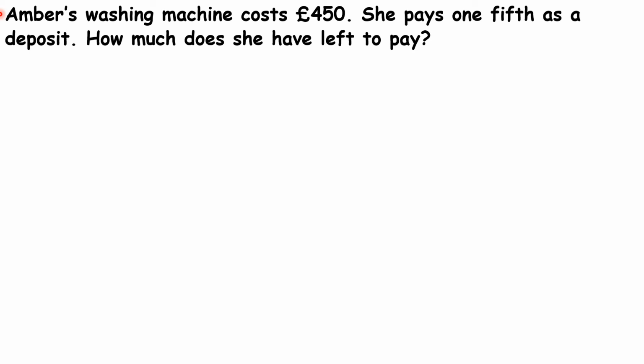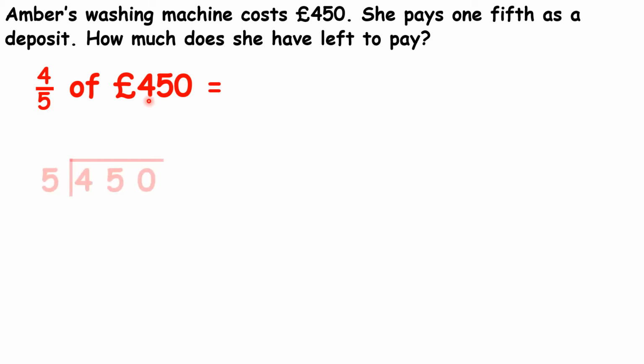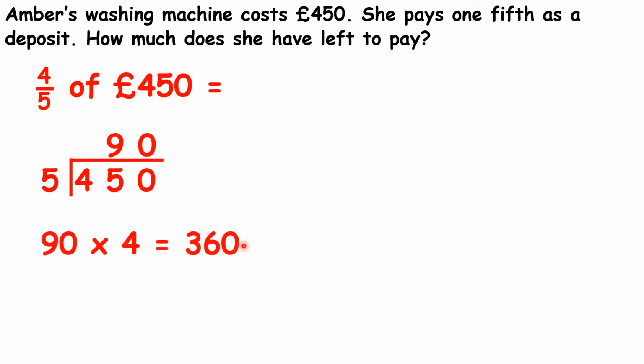Amber's washing machine costs £450. She pays 1/5 as a deposit. How much does she have left to pay? If she has paid 1/5 already, she has another 4/5 to pay. 450 divided by 5 is 90. 90 times 4 is 360. So she has £360 left to pay.